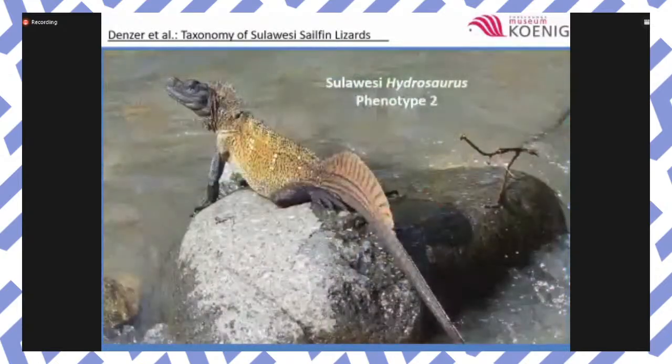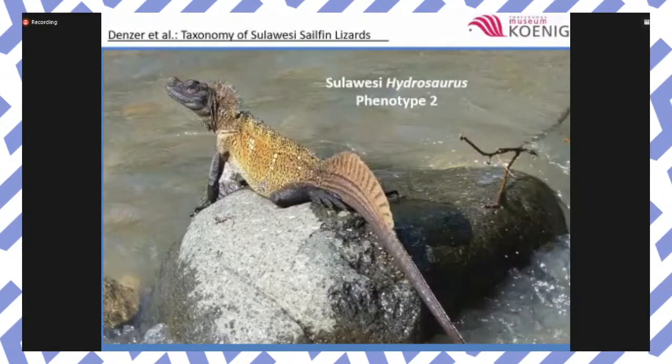On Sulawesi, we find also another kind of the sailfin lizards. This is phenotype 2. And in these specimens, the large scales on the lateral side are not as numerous, and they are not dark colored, but very light. Also on a rather light, in this case, orange-yellow background color. The whole eye in this case is light blue, and we also find a nasal crest.